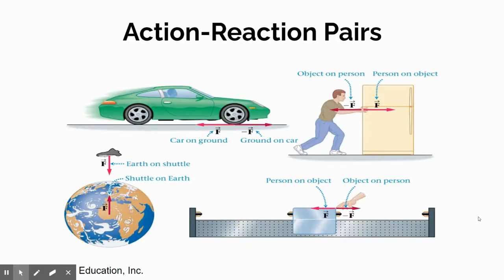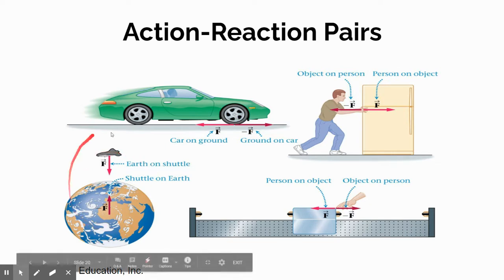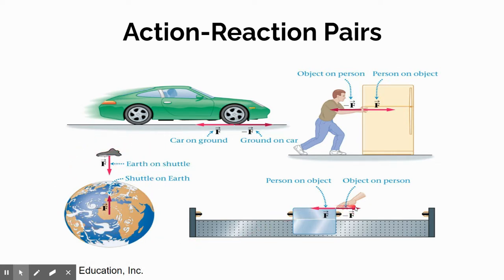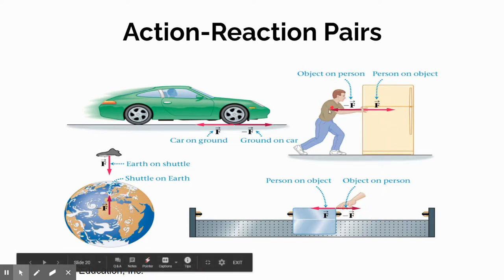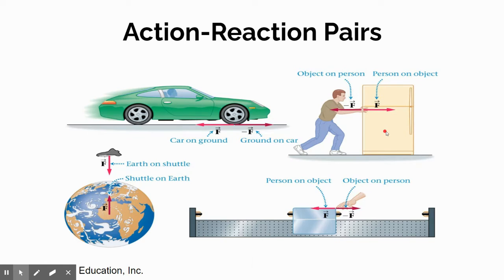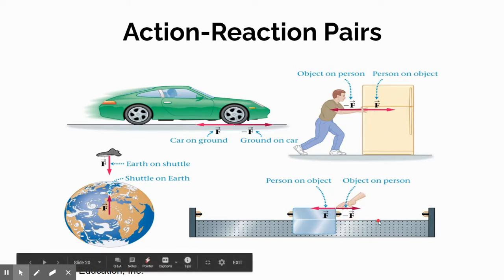Okay, so here are some action-reaction pairs. We see the car on the ground, and the ground has an equal but opposite force on the car. You see the same for a shuttle orbiting Earth. A person touching or moving an object. And yeah, the same here, a person moving an object. So you see the force is equal but opposite in each of these cases.